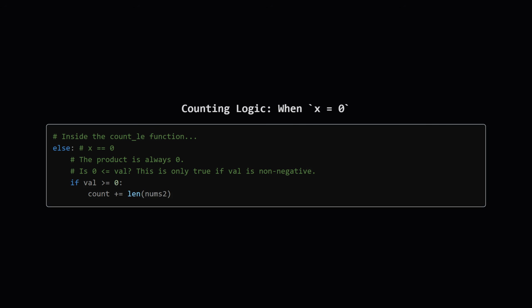And finally, the easiest case, when x is 0. Any product involving it will also be 0. So is 0 less than or equal to our guess val? If our guess val is 0, or any positive number, then yes, it is. In that situation, every number in nums2 is a valid partner, so we just add the entire length of nums2 to our count. If val is negative, then 0 is not smaller, so we add nothing.